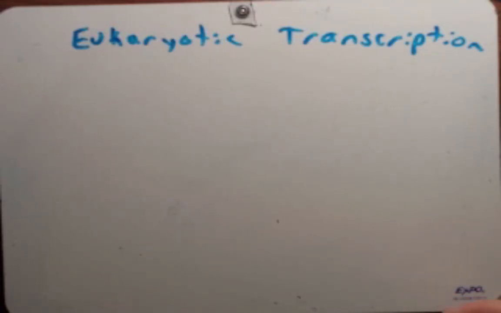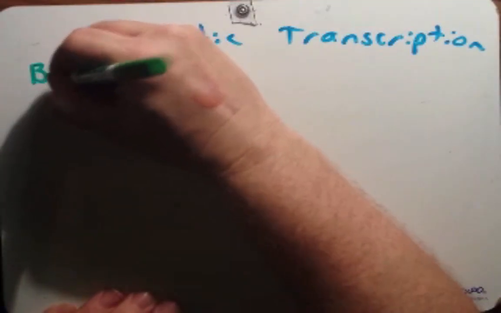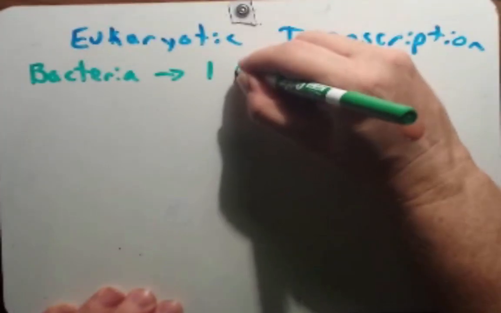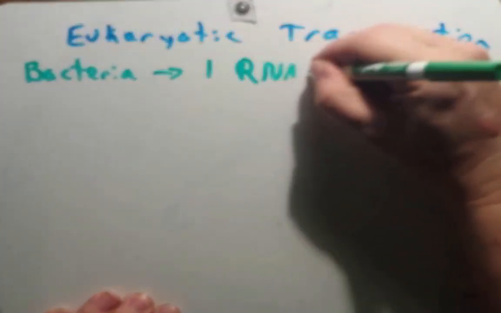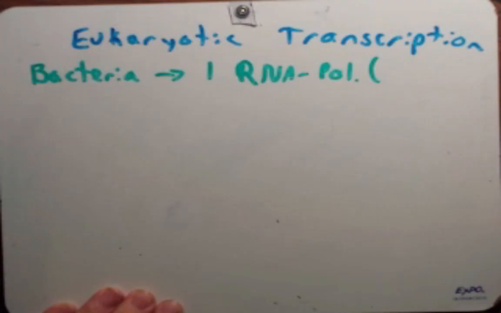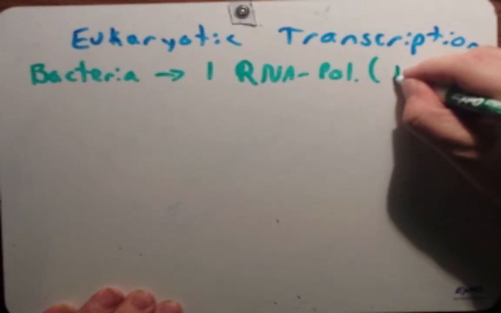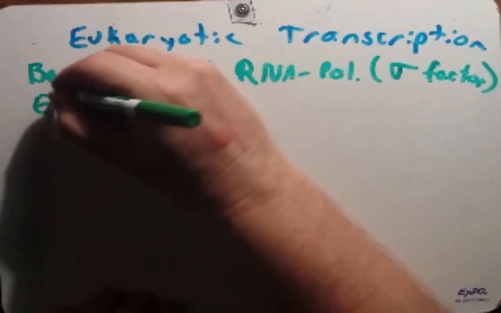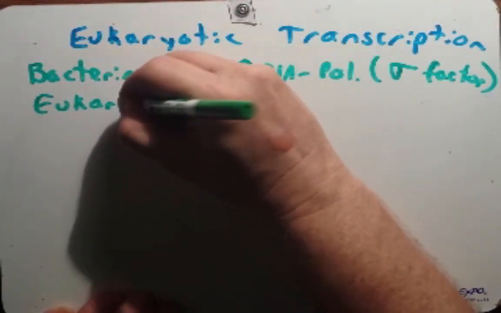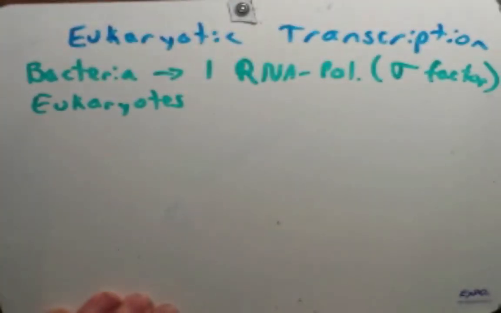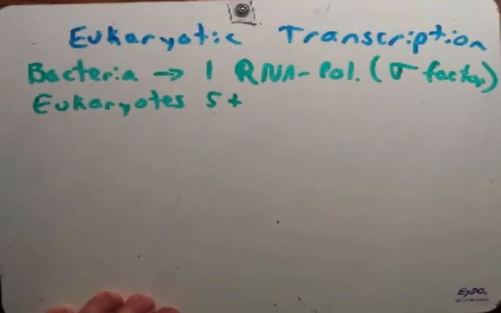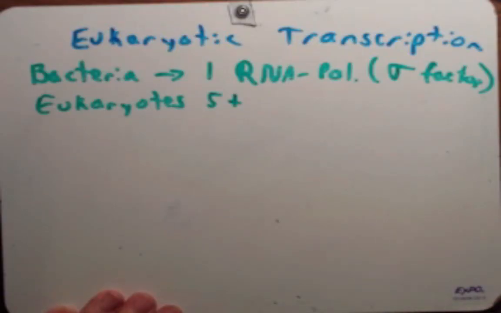In bacteria, if you recall, I guess we can write this down, bacteria, there was really one RNA polymerase. And the thing that varied with the RNA polymerases to give it some sort of specificity was that sigma factor. In eukaryotes, we know there are at least 5 different RNA polymerases. I'm going to actually say 5 plus because I want to talk about something else with the mitochondria and chloroplast.